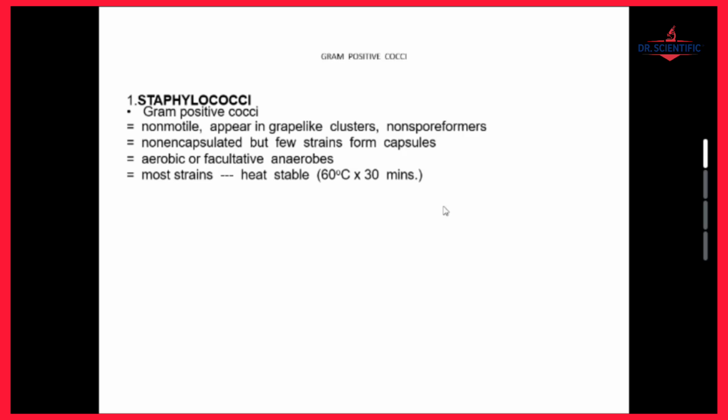They don't form spores, and neither do they form capsules. They are non-encapsulated, apart from a few. These bacteria are aerobic. They grow in the presence of oxygen, but sometimes they are facultative anaerobes, meaning they can grow in traces of CO2.